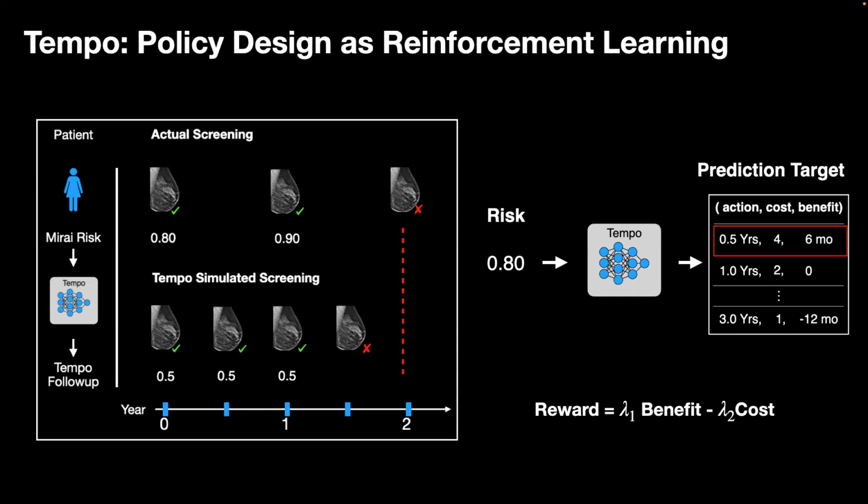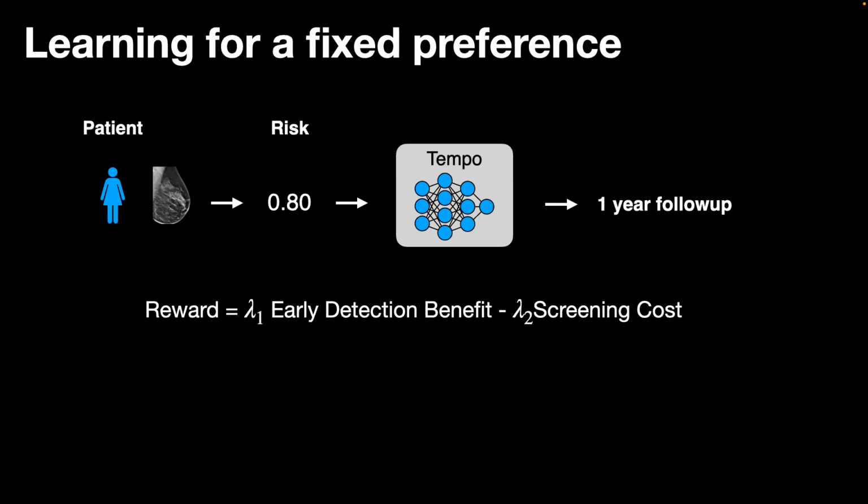So I'm literally predicting the expected costs and benefits of my policy at this time if I follow it. And if I bootstrap that, I'm actually learning how to maximize how well my policy can do with my actual risk score. And that's much better in practice. Now, everything I'm showing you here assumes you have a fixed trade-off of detection benefits.